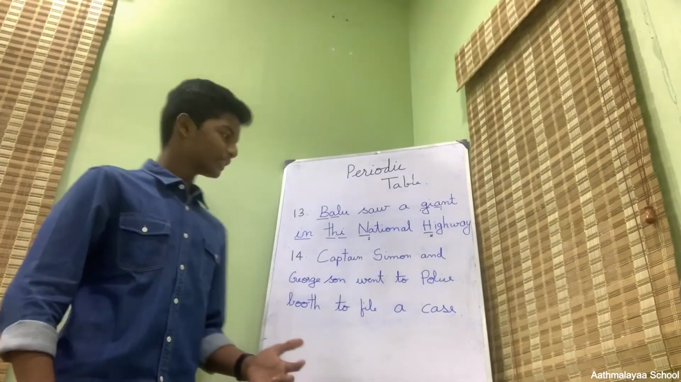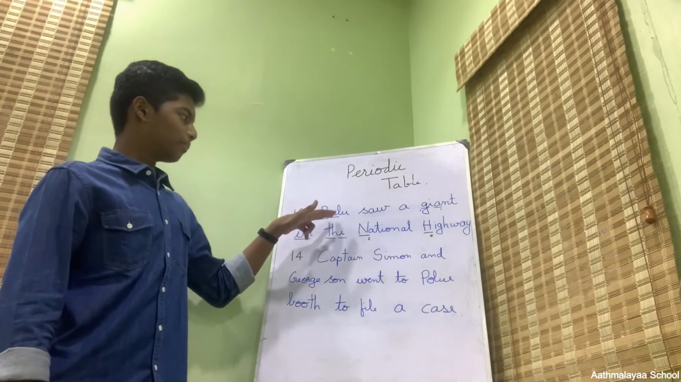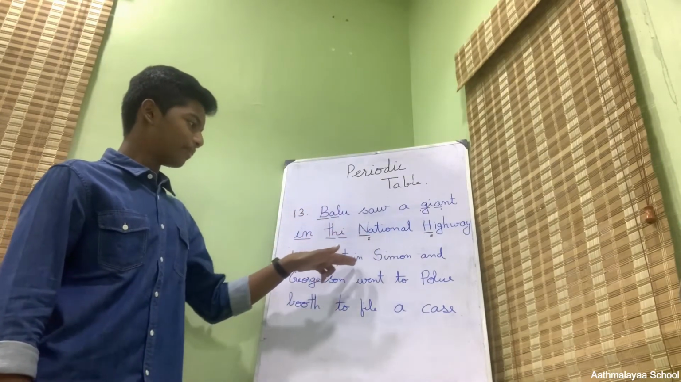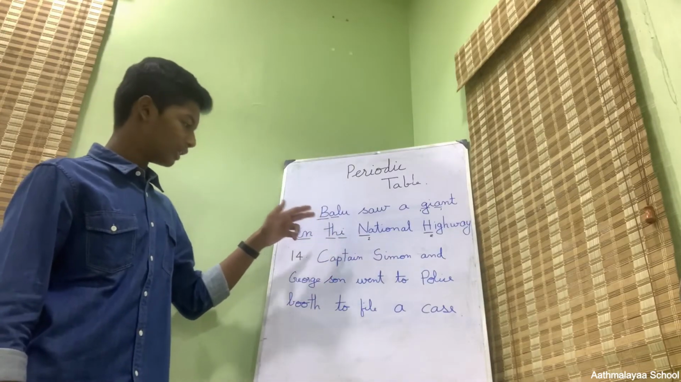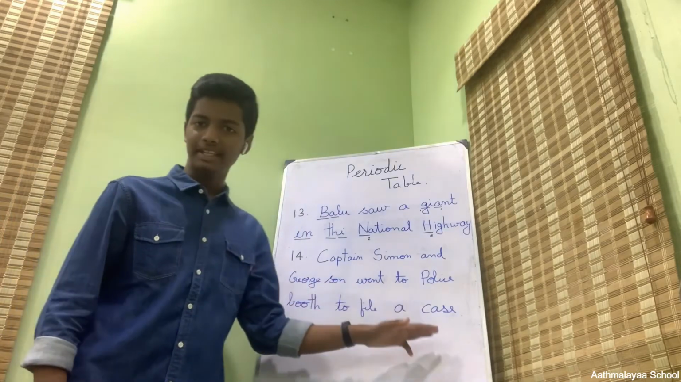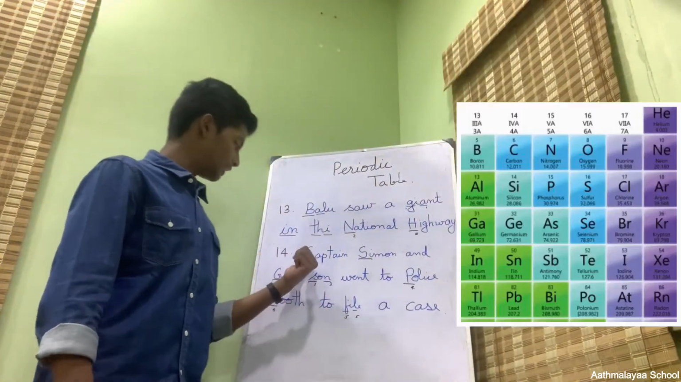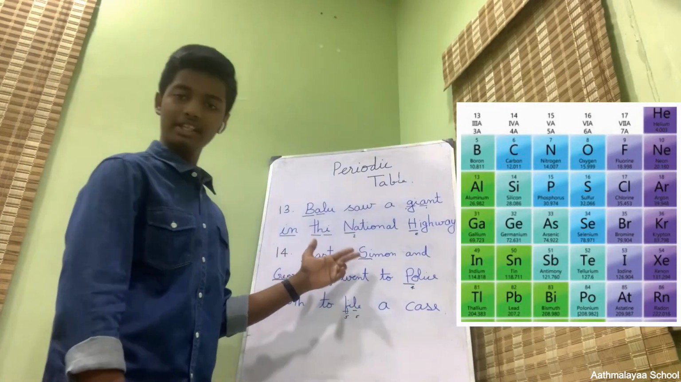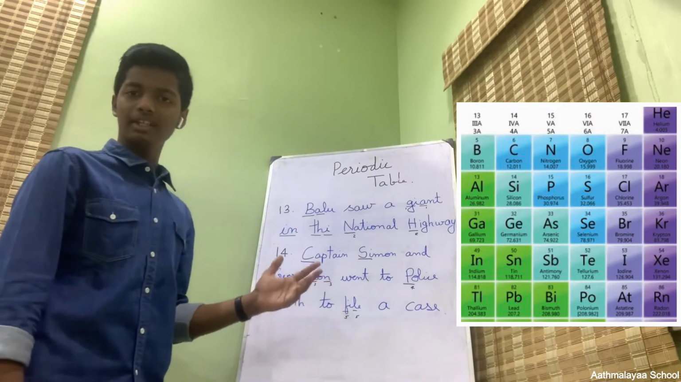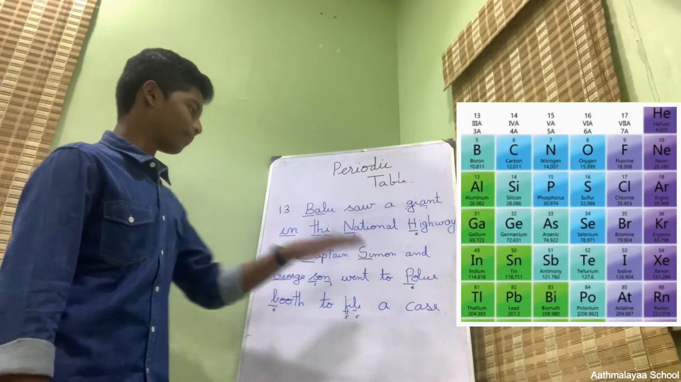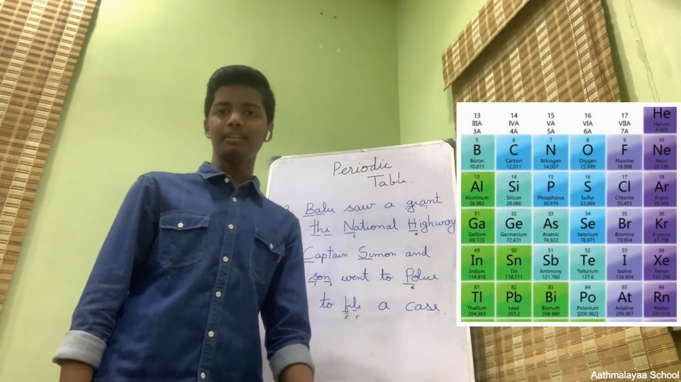The mnemonic for the 14th group continues from the 13th group, that is when Balu saw a giant, at that time Captain Simon and Georgeson, who were sitting in the car with Balu, went to the police booth to file a case. The elements in the 14th group are C for carbon, Si silicon, Ge germanium, Sn tin, and as we did in S block and the 13th group, Pb is lead and Fl is flerovium.